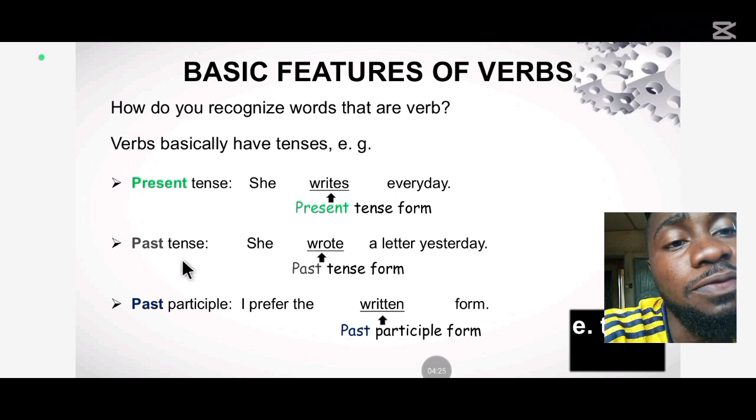The past tense form of the verb: she wrote a letter yesterday. Wrote is the past tense form of the verb write. Then the past participle, or participle. I prefer the written form. You can see written is underlined, and written is the past participle form. So how do we recognize a verb? Basically, they have these three properties: they have a present tense, a past tense, and a past participle.